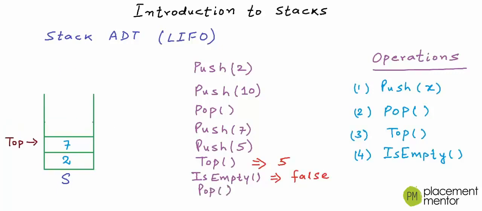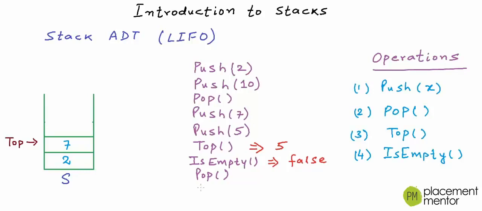As you can see, the element, the integer which came last, is going out first. That's why we call stack a last in first out data structure. We can pop till the stack gets empty. One more pop and the stack will be empty. So this pretty much is the stack data structure.